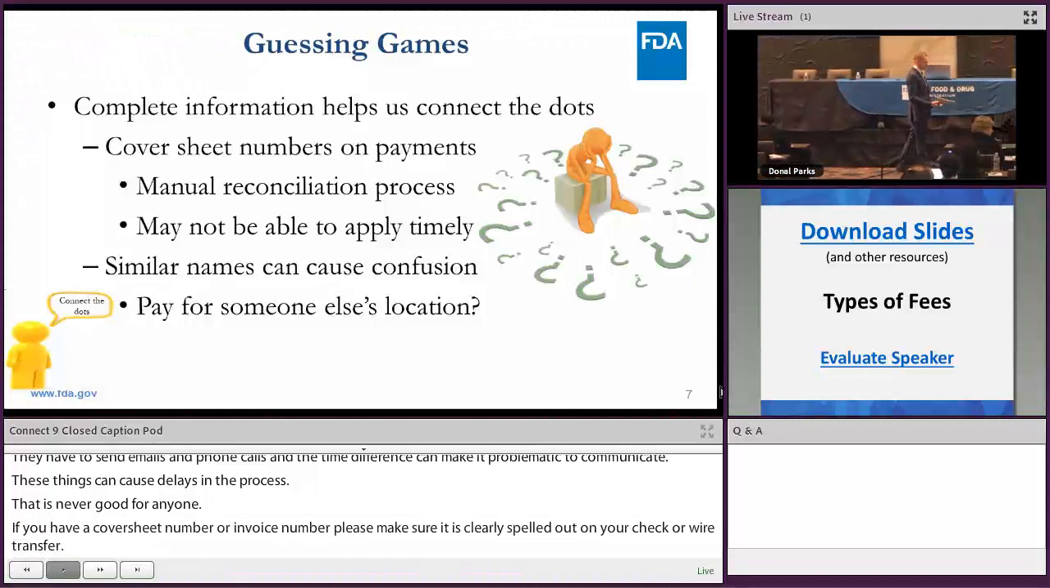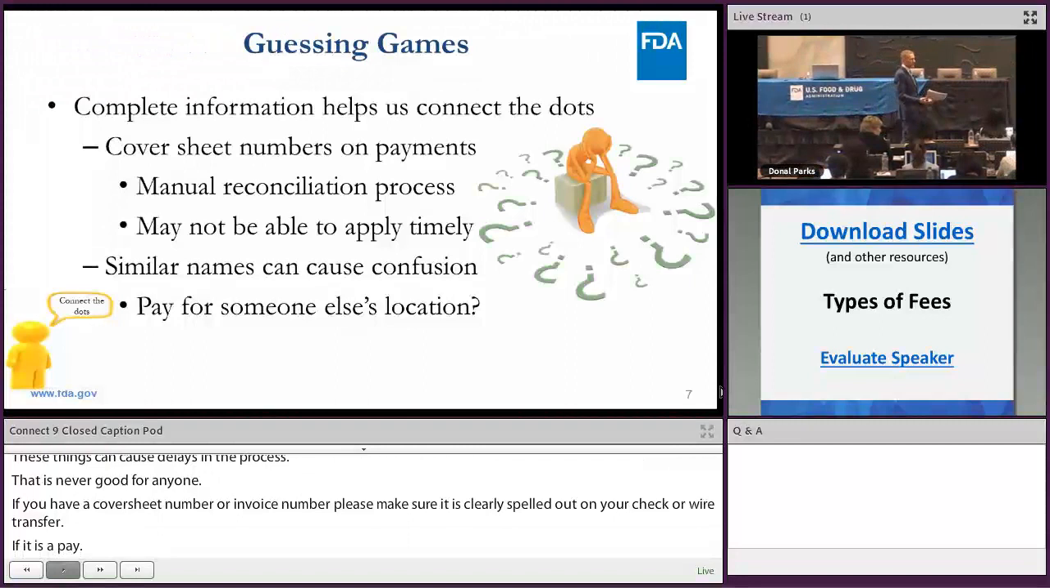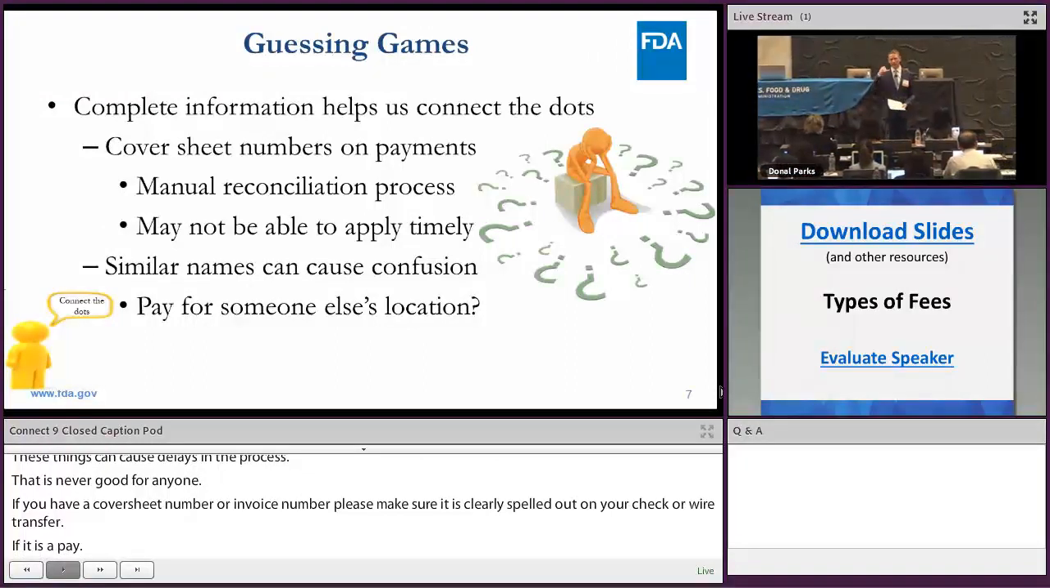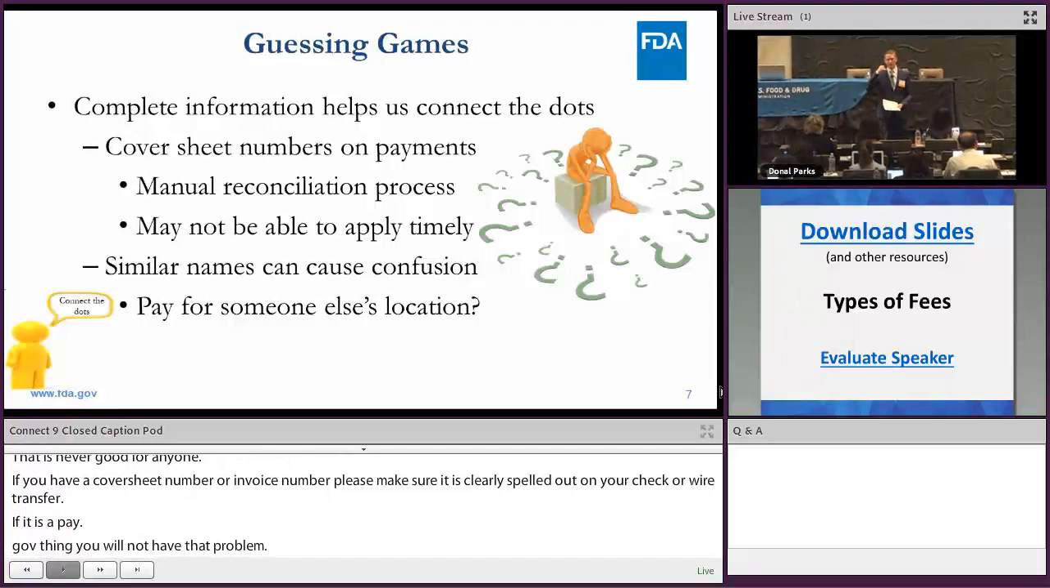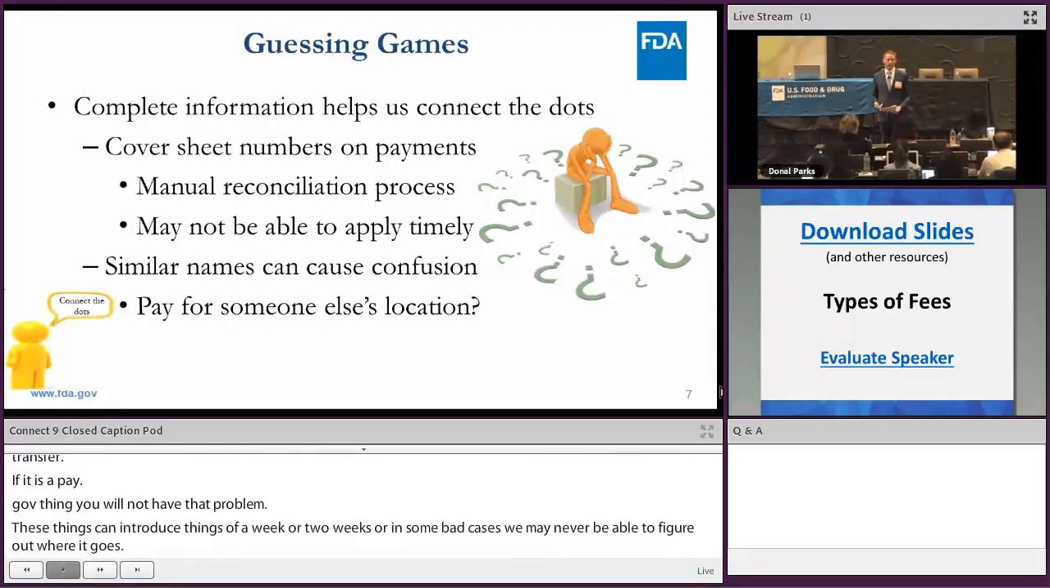But these things can introduce delays of a week or 2 weeks, or in some really bad cases, we may never be able to figure out where it goes. Now, eventually someone's going to call and say, I sent you a check for $2 million and you cashed it. What's going on? So if we can get somebody on the phone that way or get a contact by email or whatnot, then we can try and figure it out.